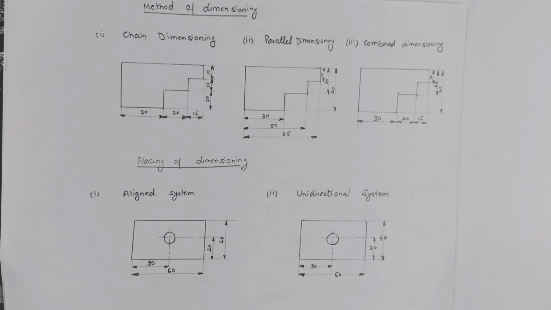Placing of dimensioning. So we have 2 methods to place a dimension, that is aligned system and unidirectional system.